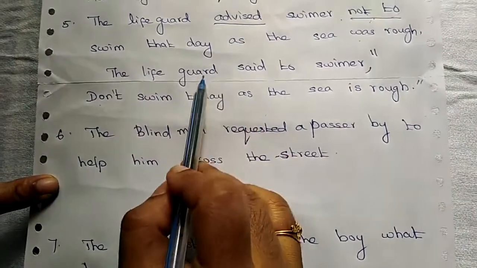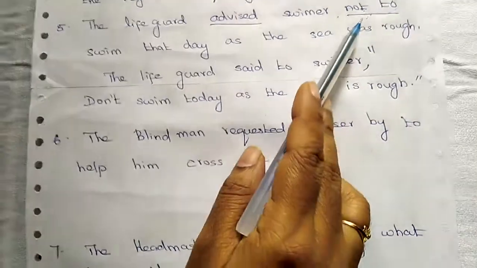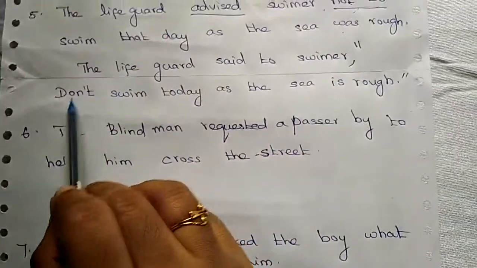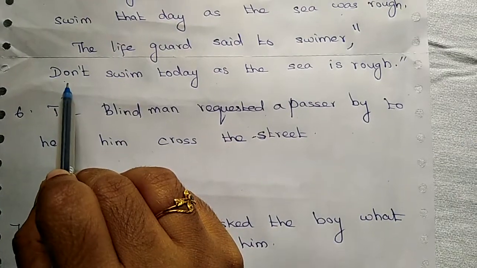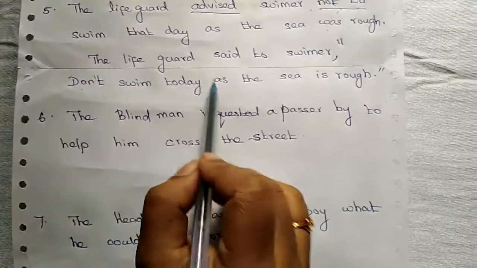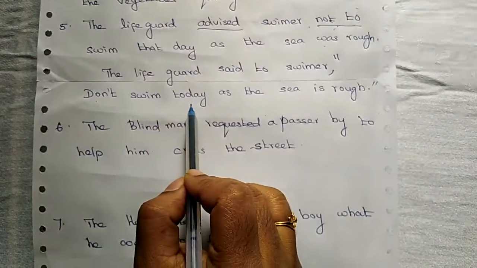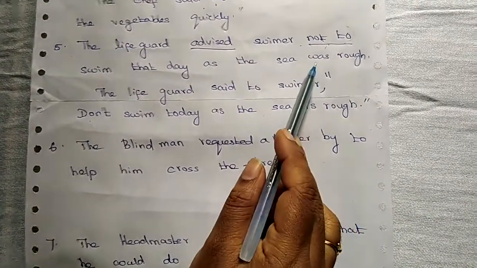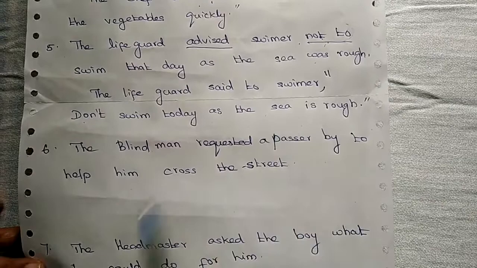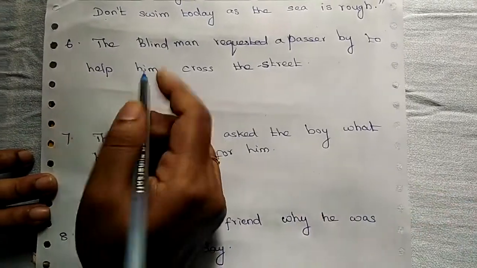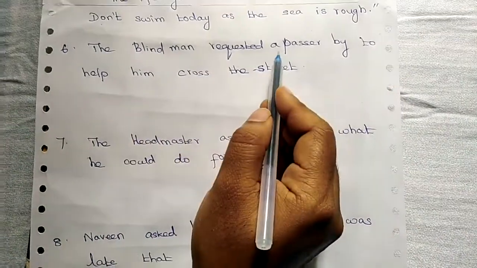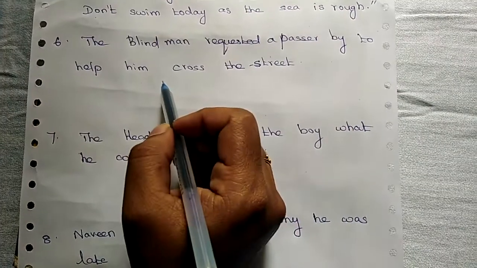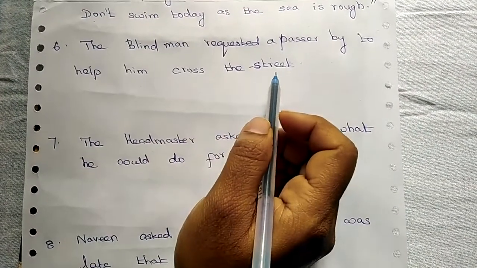It's a negative sentence. We have changed this word advised to said to. Connecting word not to is removed. Instead of that, we use the word don't as it is a negative sentence. Then what did you change? That day will change into today. And also the sea was. Was is past tense, so you have to make it present tense. Okay. Then the blind man requested a passerby to help him cross the street.